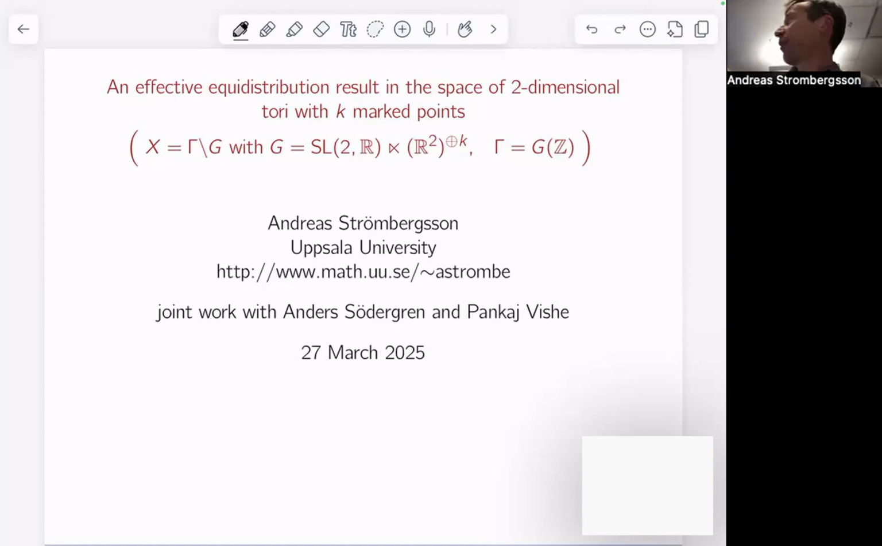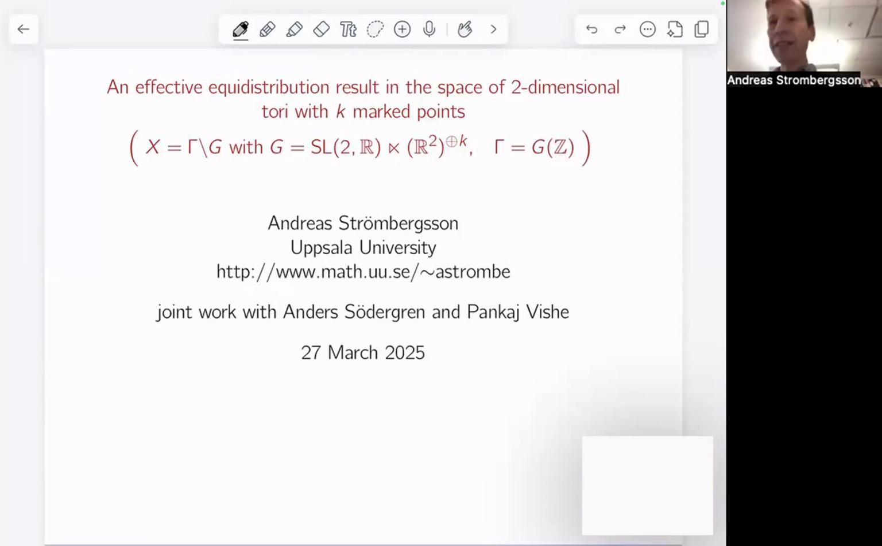And this result by Ratner has had many applications within number theory and in mathematical physics. And in recent years, people have been more and more interested in trying to make these results effective. So somehow describe how quickly does an orbit of such a unipotent flow become equidistributed in the homogeneous manifold. And what I will talk about today is a special case of such a result.